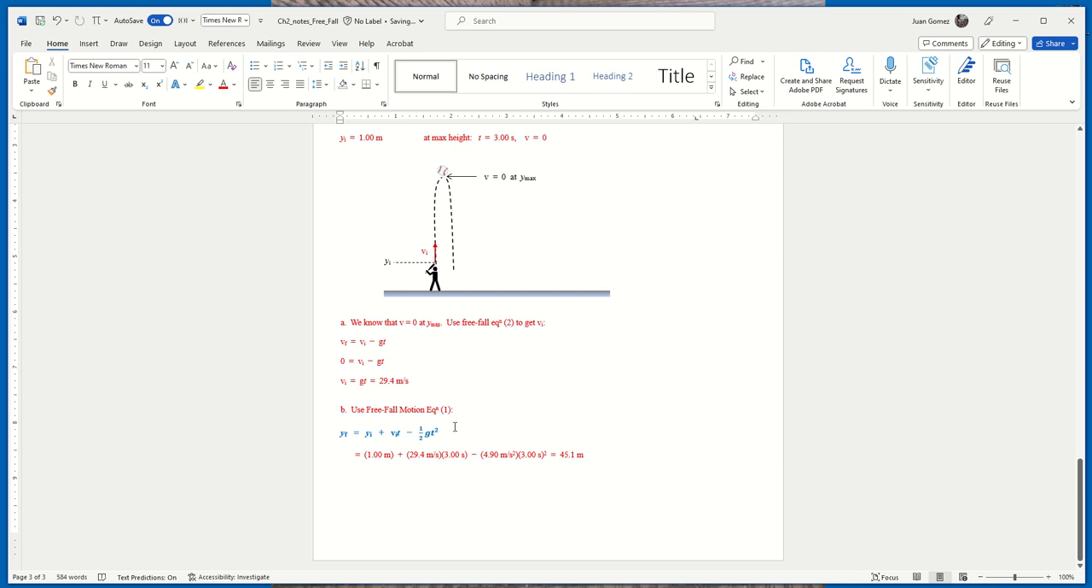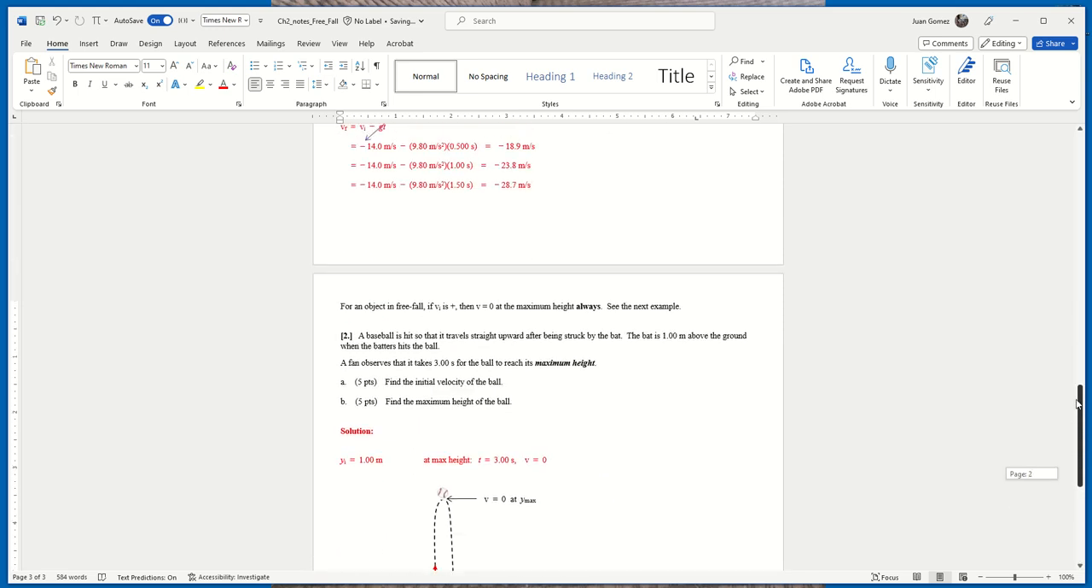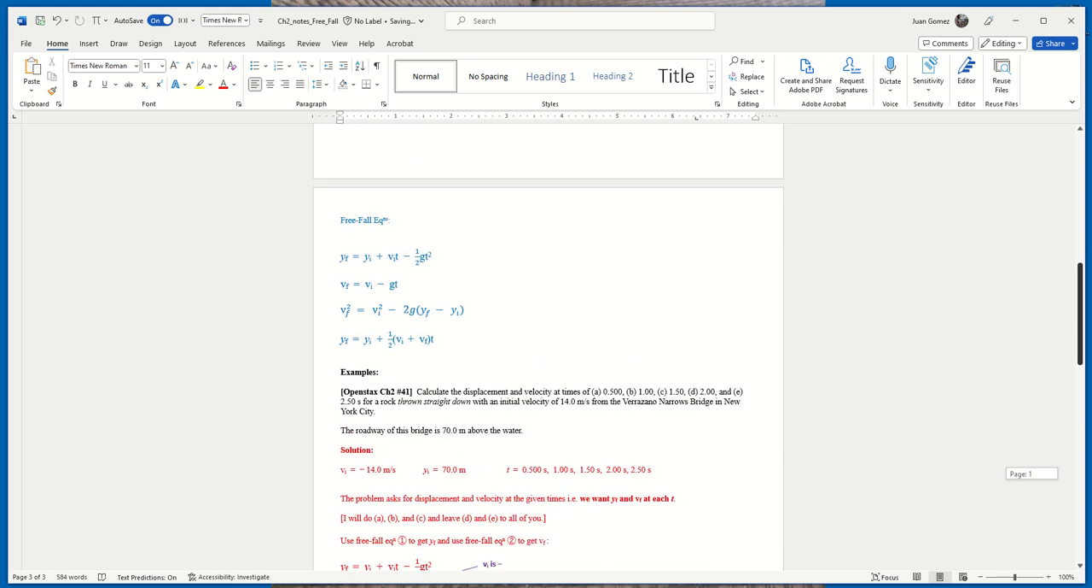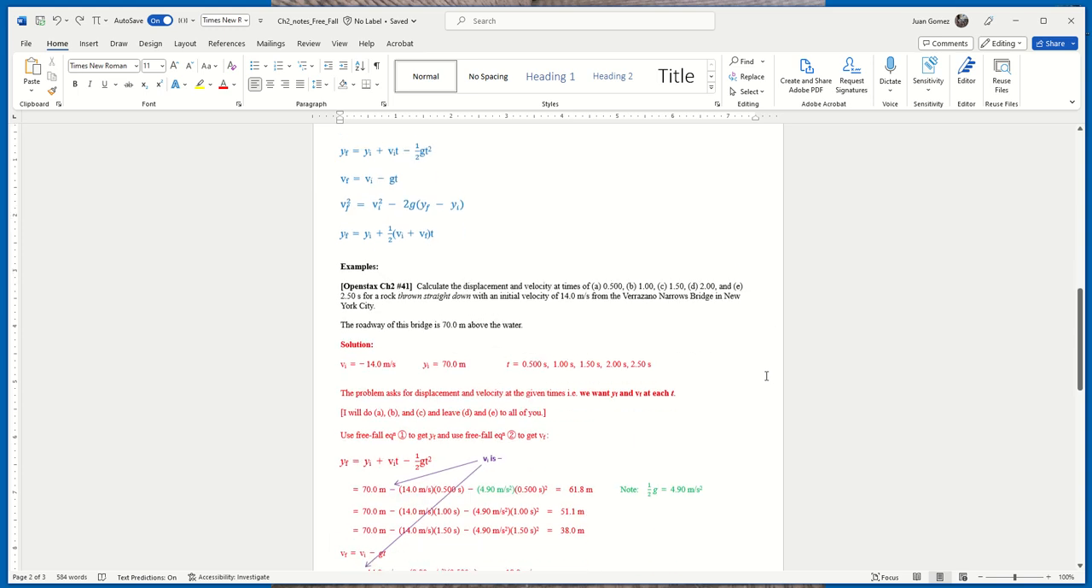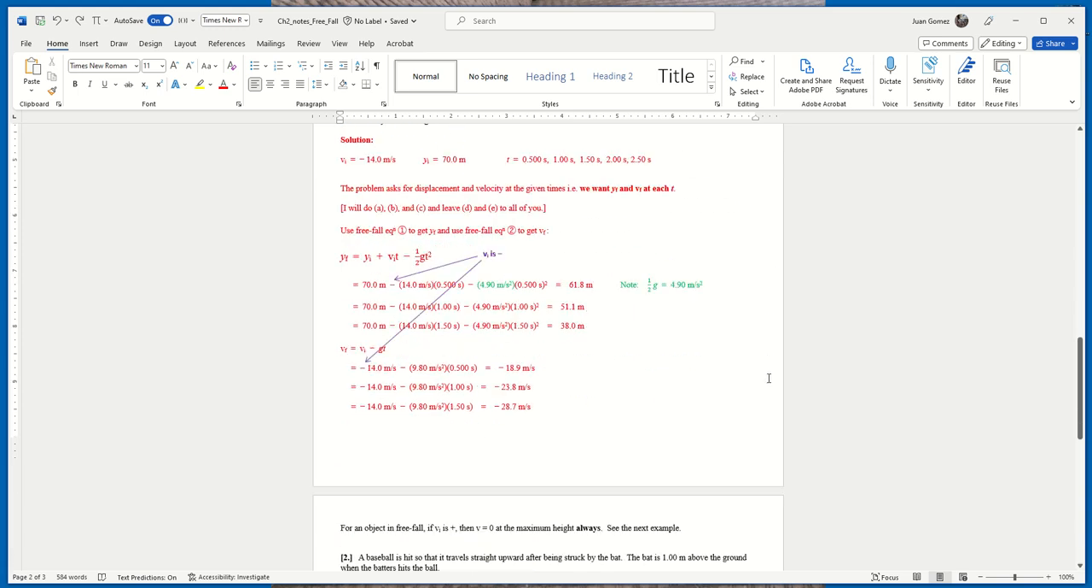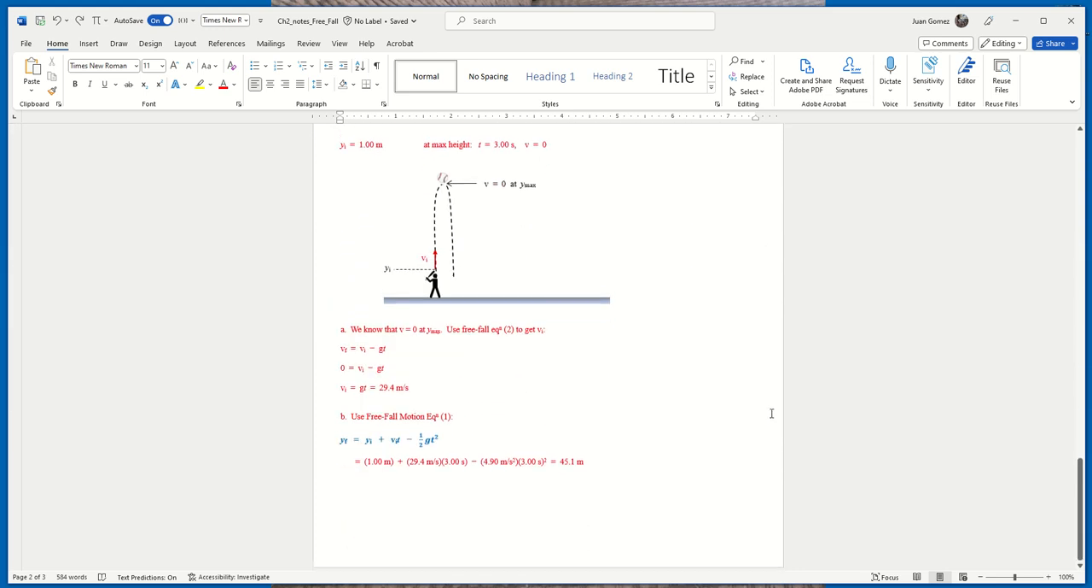Now, something to think about. I didn't write this down, but could you use kinematic equation 4 to get Y max? Well, sure, because you know at the max height, V final is 0. So you could use equation 4 to get Y max, i.e. Y final. It's something to check. See if you get the same answer. I guarantee you will. But anyway, so that's free fall.